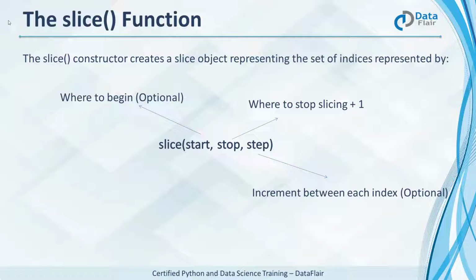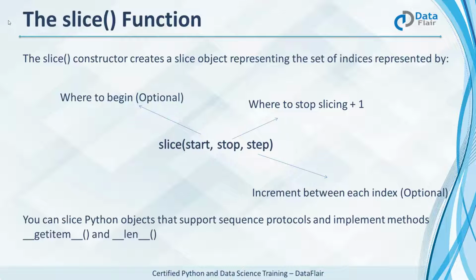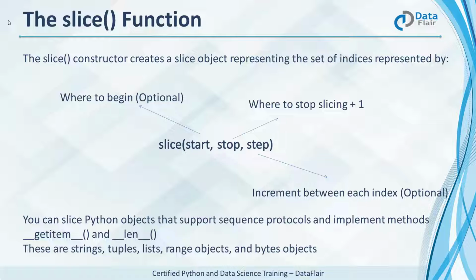So which objects can you slice? These must support sequence protocols and have methods __getitem__ and __len__. These are strings, tuples, lists, range objects, and bytes objects.